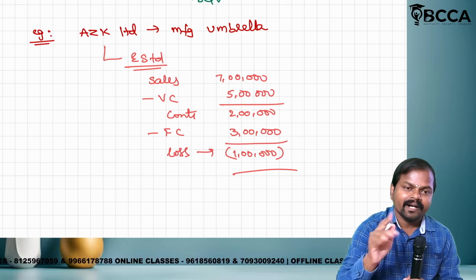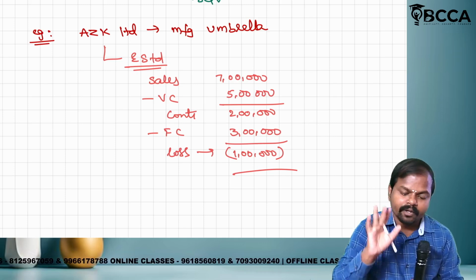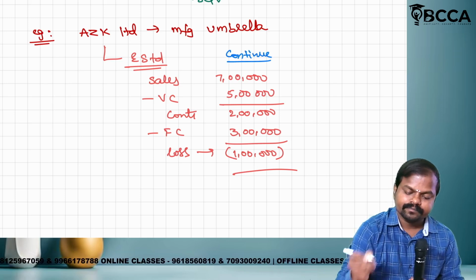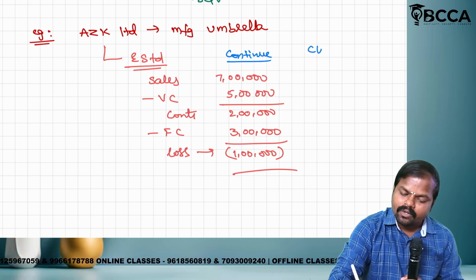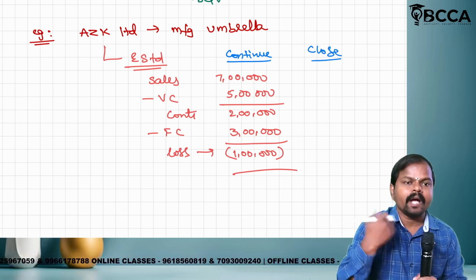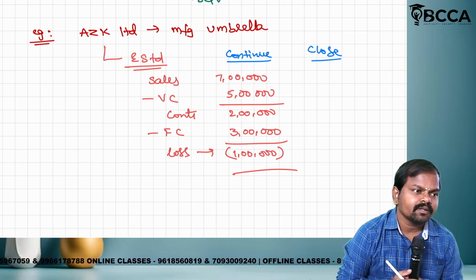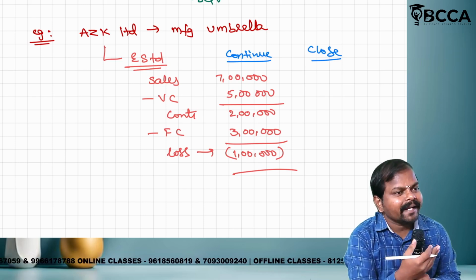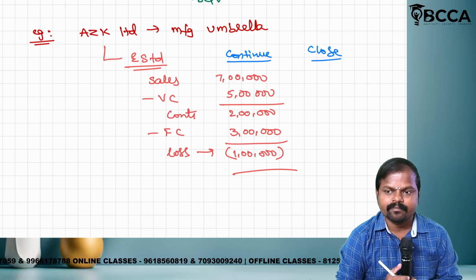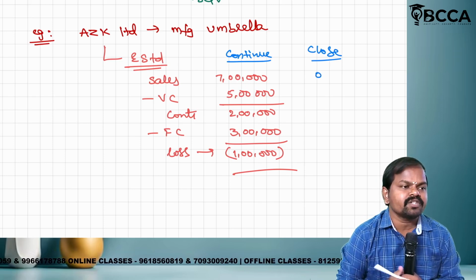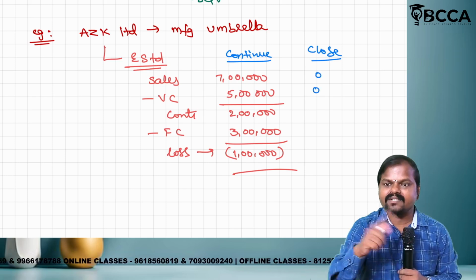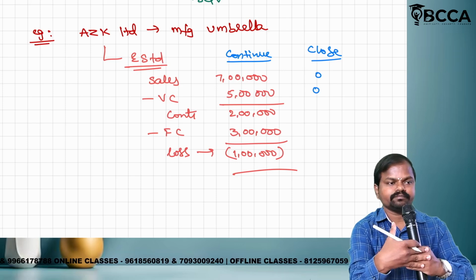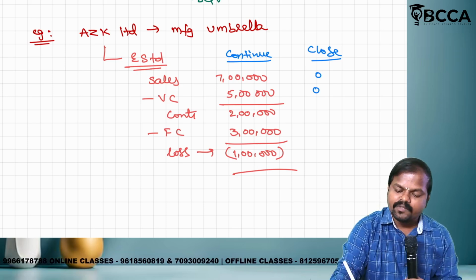Question will be continue or discontinue? I will tell logic. If I continue, what is the loss? 1 lakh. If I close, just assume my option is closed. What is the sales? If I close the entity temporarily, what is my sales? 0. What is the variable cost? 0. If sales is there, variable cost is there. Why? Because variable cost is linked with output. Correct?